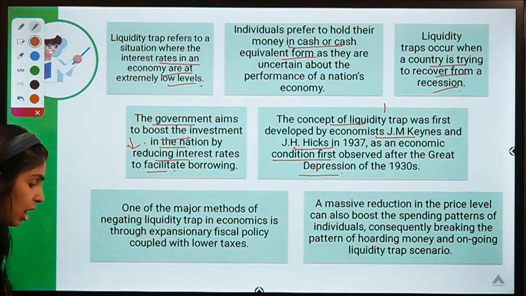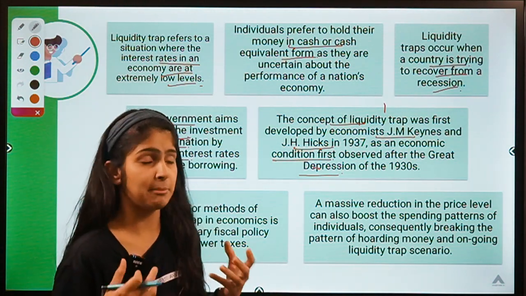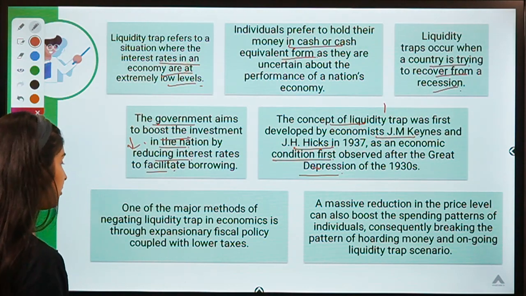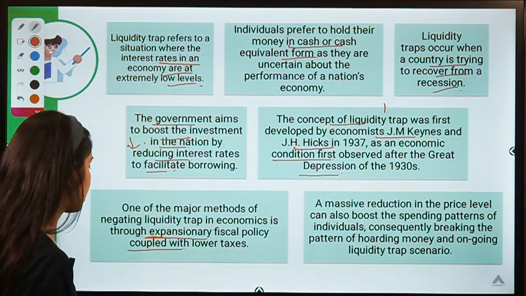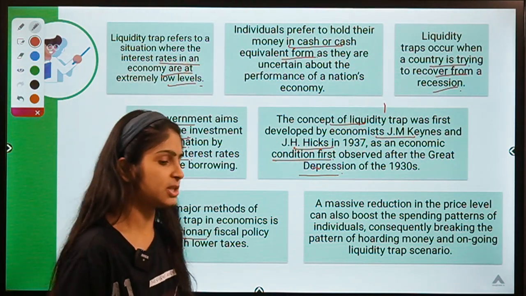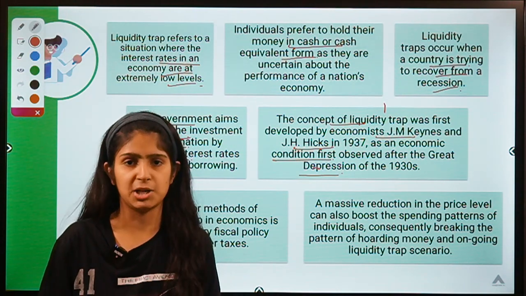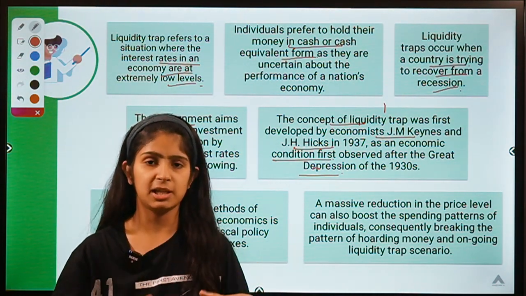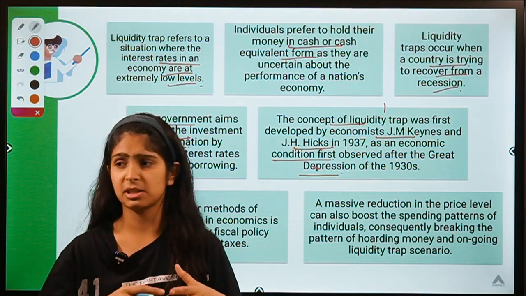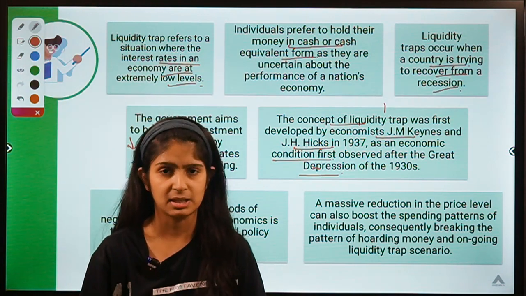So how to control it? How can a country facing a liquidity trap recover from it? The first point is expansionary fiscal policy coupled with lower taxes. A simple method is to put money into the hands of people. Just give them money and ask them to spend it on goods and services so that it moves in the economy and changes hands, right?